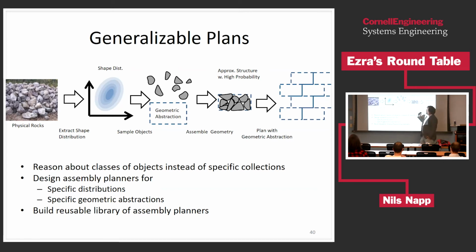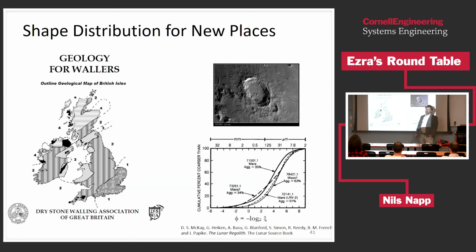So it's pretty reasonable, I think, to assume that if I go to a new environment, I can have some prior knowledge of the shape distribution of rocks that I'm able to find. There are a lot of rock walls in England. They have a wall building society. This is the cover of a pamphlet called Geology for Wallers, that tells you what types of rocks you should be able to find in a particular area of England, and that should influence what type of planner you'd want to use. Or before I send a robot into this environment, I could say, I'm going to expect this distribution of rocks, so I'm going to try to come up with building plans that really make good use of this particular type of distribution.